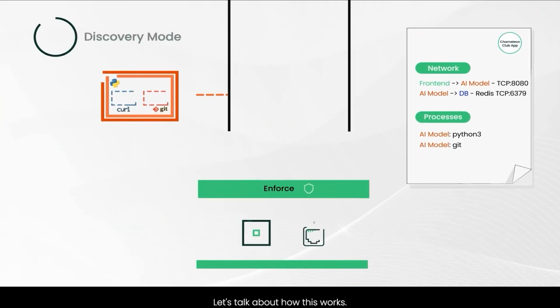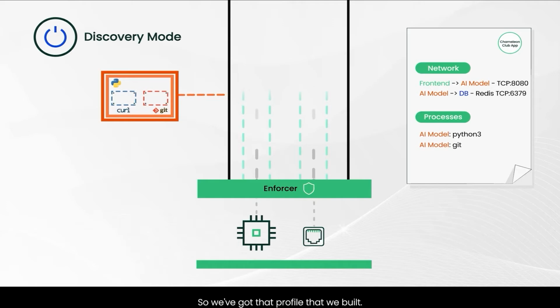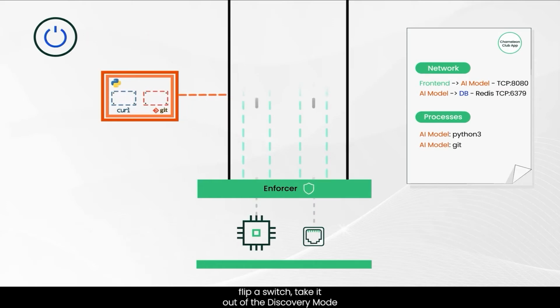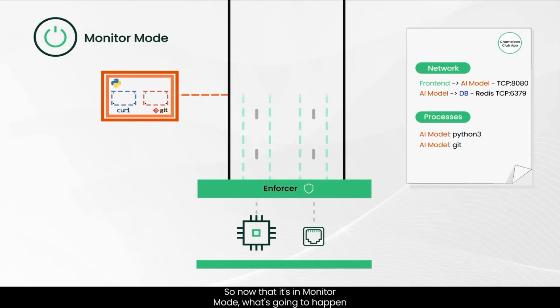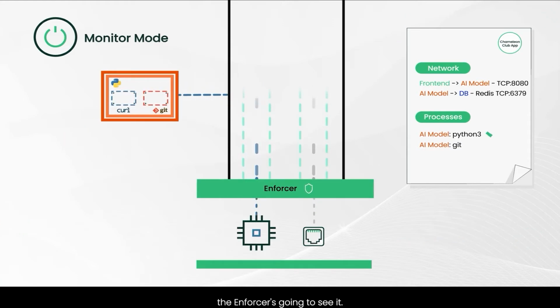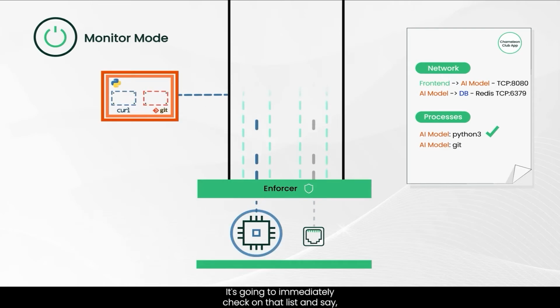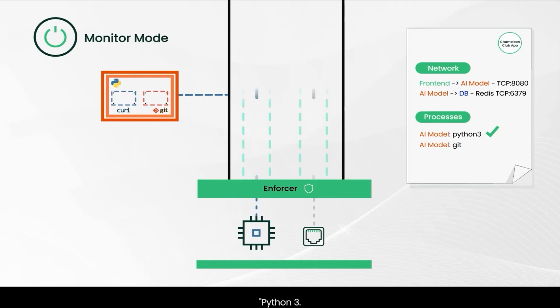Let's talk about how this works. So we've got that profile that we built. What Jeff's going to do is simply flip a switch, take it out of the discovery mode that it was in by default, and turn it into monitor mode. So now that it's in monitor mode, what's going to happen is when we see that Python 3 call come, the enforcer's going to see it. It's going to immediately check on that list and say, Python 3, we know about that. That's cool. Go ahead and let that application run.